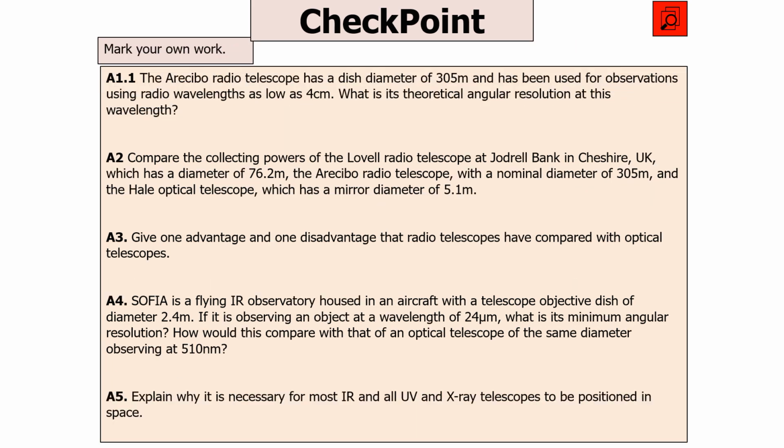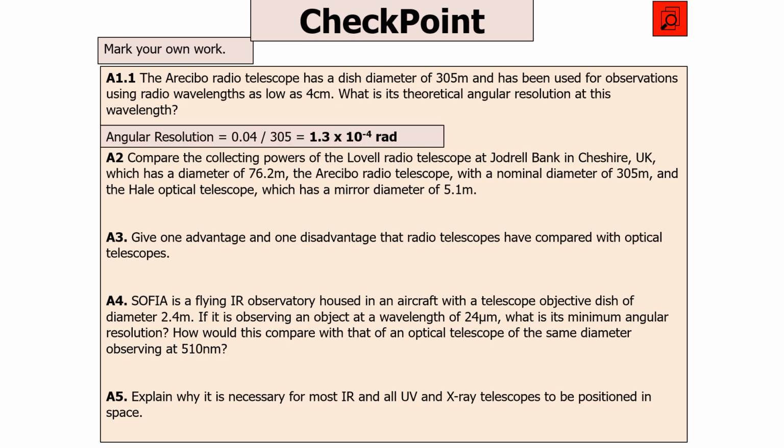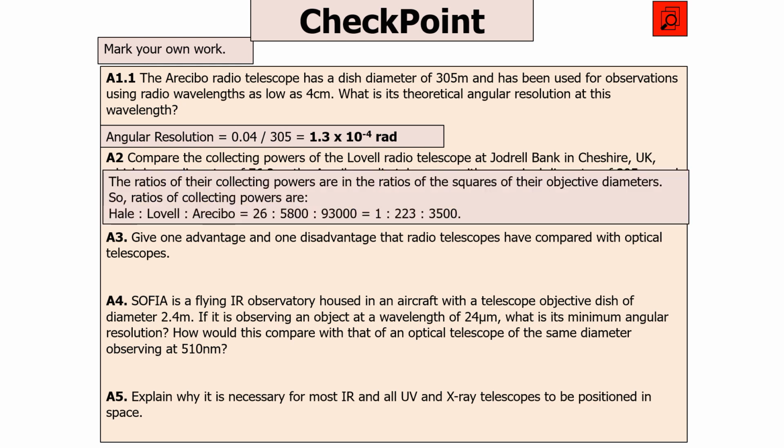Right, in this first one, use the Rayleigh criterion, and then you can work it through, and you can actually get 1.3 times 10 to the minus 4 radians. Sorry, not the Rayleigh criterion, rather you would use the ratio, well, no, sorry, it is the Rayleigh criterion, it's the wavelength over the diameter. The next one, we can do the ratios of the collecting powers by doing the diameter squared, so you work that one through.